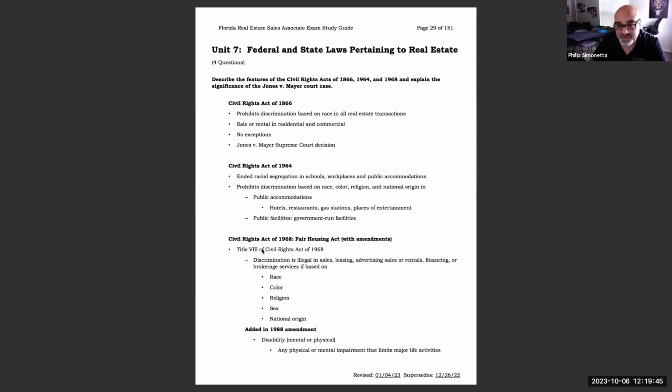Then the Civil Rights Act of 1968 is the Fair Housing Act with the amendments. This is where Title VIII of the Civil Rights Act was created. It makes discrimination illegal in sales, leasing, advertising, rentals, financing, and brokerage services if based on race, color, religion, sex, national origin. And in 1988, they amended it. It included disabilities, mental or physical, and that includes any physical or mental impairment that limits major life activities.